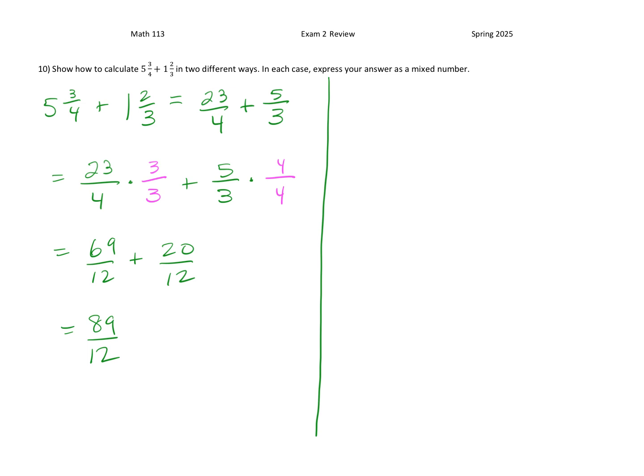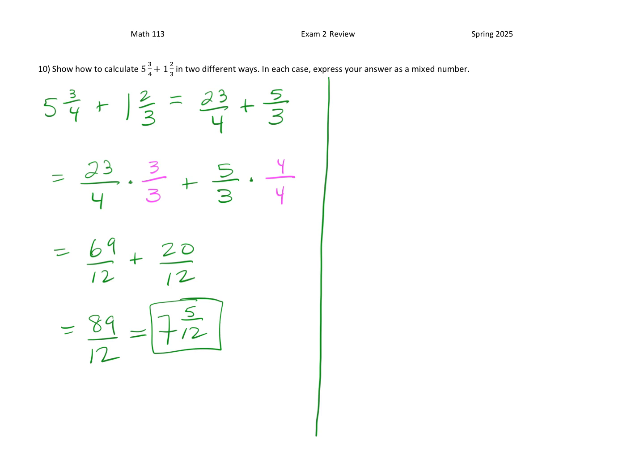12 can go into 89. So how many sets of 12 are there to make 89? Okay, well, I know that 7 times 12 is 84. So I know 12 can go in 7 times, and there would be 5 left over. So 7 5/12.